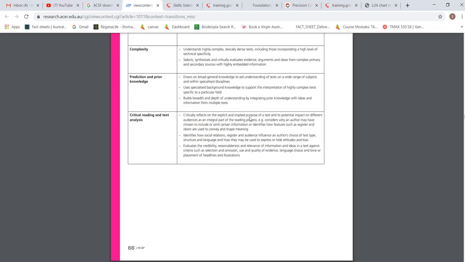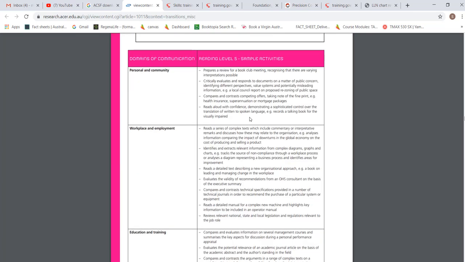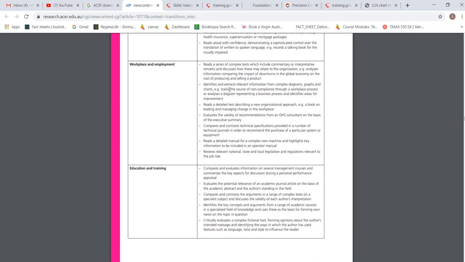Okay, so we've got 5.03 there, 5.04, and again, domains of communication, but I just want to highlight that the complexity obviously goes up quite a bit when we get to level 5. Prepares a review for a book club meeting, critically evaluates and responds to documents, compares and contrasts competing offers, reads aloud with confidence. Workplace and employment: identifies and extracts relevant information from complex diagrams, reviews relevant national, state, and local legislation and regulations relevant to the job role. Okay, so you can really see that it amps up in terms of complexity.